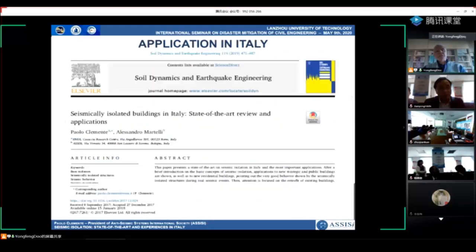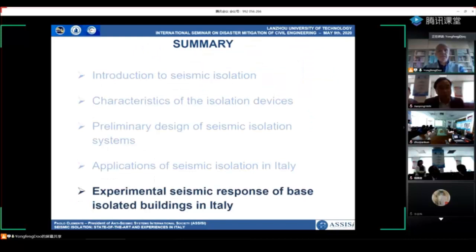The recent state of the art in Italy can be found in this paper published last year in the Soil Dynamics and Earthquake Engineering journal. So let's go to the last step of my presentation.